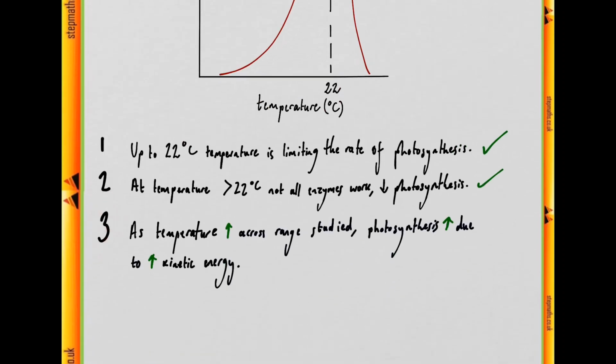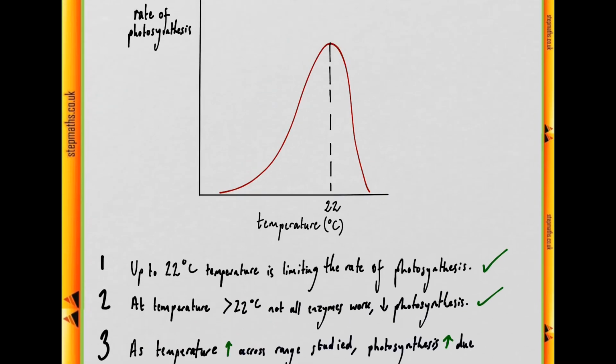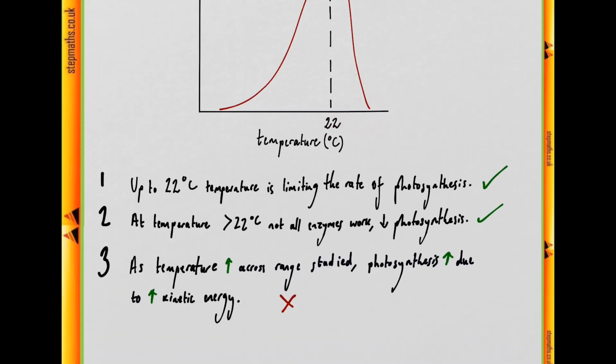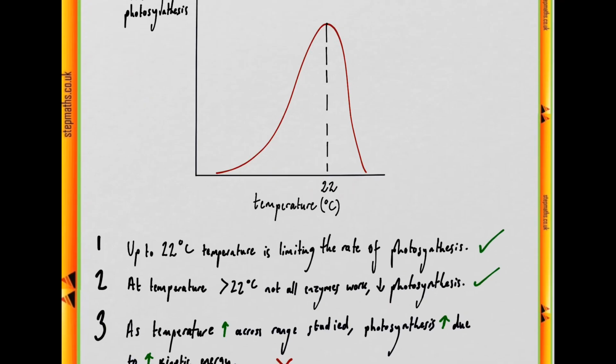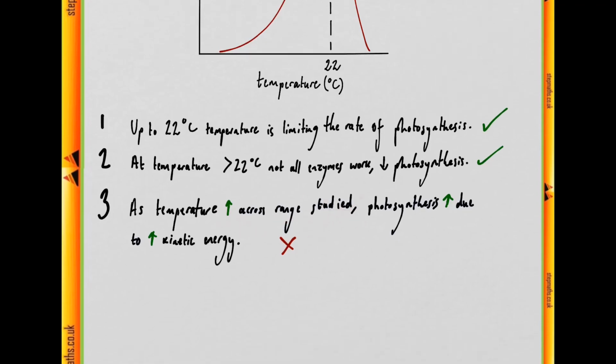Moving on to 3, as temperature increases across the temperature range studied, the rate of photosynthesis increases due to increased kinetic energy. Well, we know this to be false because although this is a general rule leading up to our optimum temperature, above our optimum temperature an increase in the kinetic energy does not necessarily lead to an increase in photosynthesis above 22 degrees because, as we mentioned earlier, not all enzymes work due to denaturing above this temperature. So this does not apply across the range studied. So it's important to have a look at the detail of the statements and make sure that they're totally logically valid.